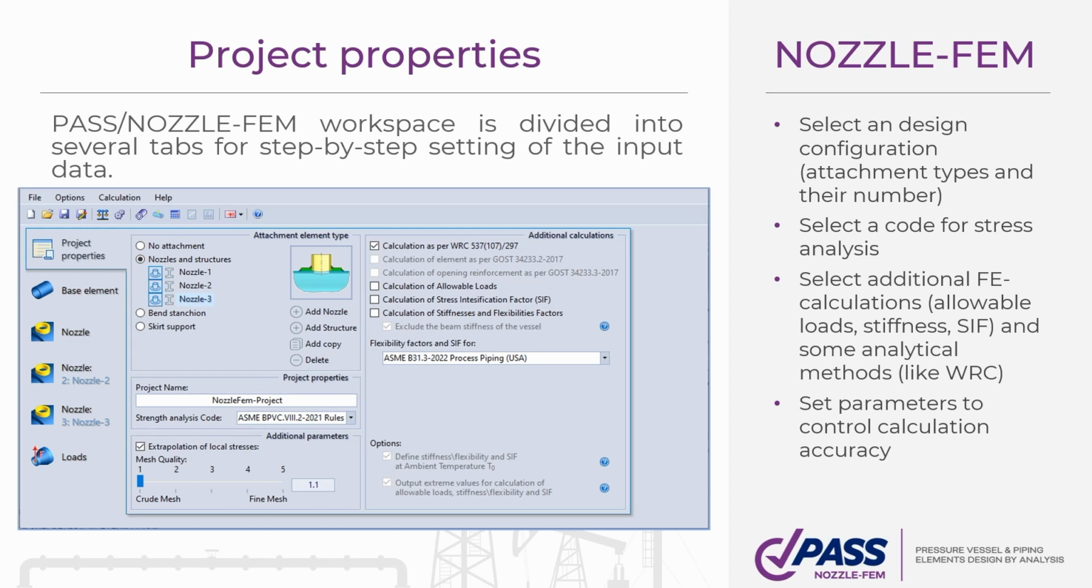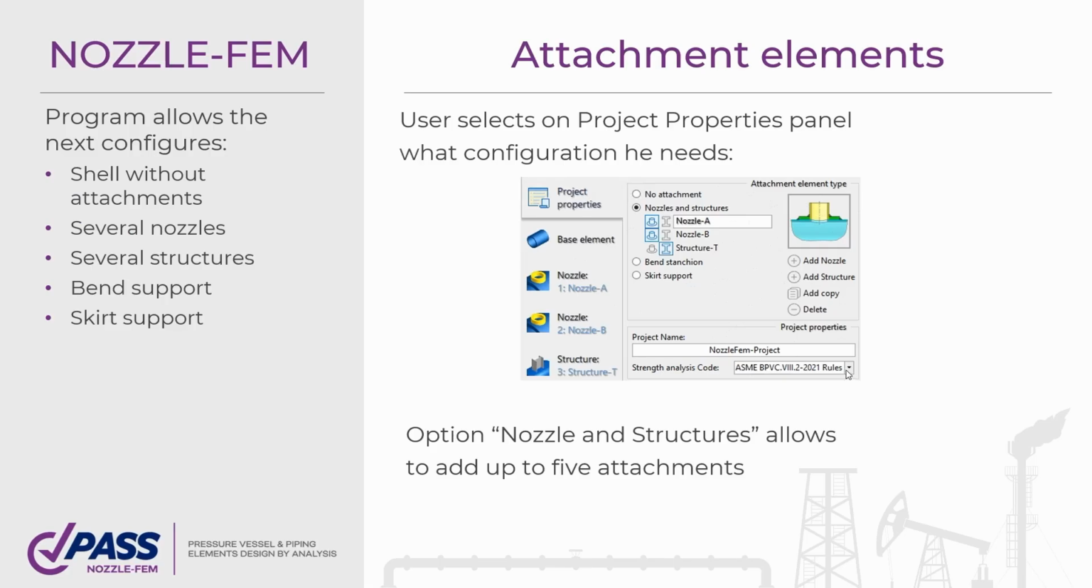First of all, you need to select and design the configuration, attachment types and their number. After that, select an order of stress analysis, select additional finite element calculations, allowable loads, stiffness, sieves, and some analytical methods, like YRC, and set parameters to control calculation accuracy.